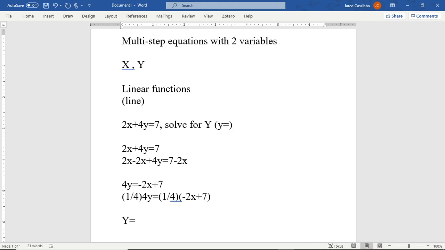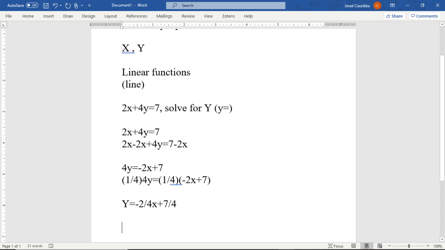Okay. Now we go into the distributive property. This 1/4 is going to multiply by the negative 2 and the positive 7. Alright, so that's going to be negative 2 over 4 x plus 7 over 4. Alright. Now this could be an answer. However, in most cases, we want what's called the simplest form. It means take any fraction and make it as small as possible.